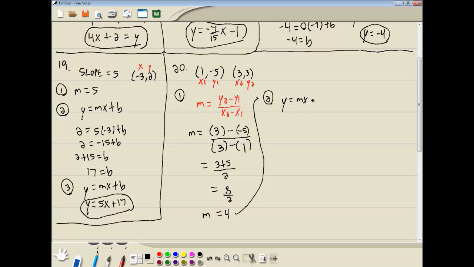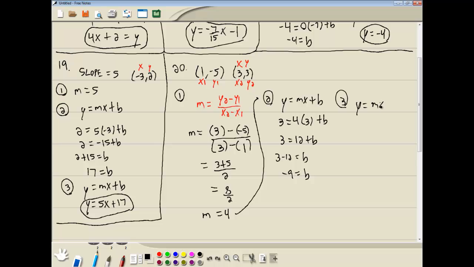Step 2. Plug in one of your points. Doesn't matter which one. I'll plug in the second one. There's no negative on it. So I'll plug this in for x, plug this in for y. Both of them give you the same answer. And m we just said was 4, so plug 4 in. And then 3 for the x. Then solve for b. 4 times 3 is 12 plus b. Take 12 to the left side, becomes a negative 12. Which gives us b is equal to negative 9.